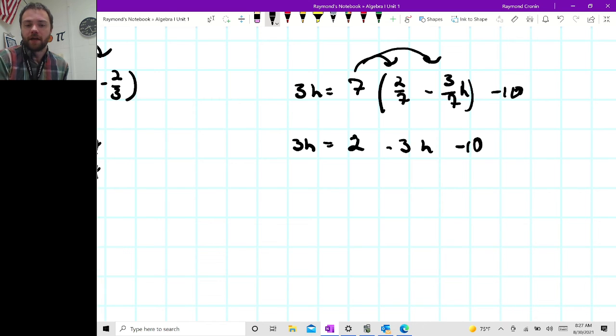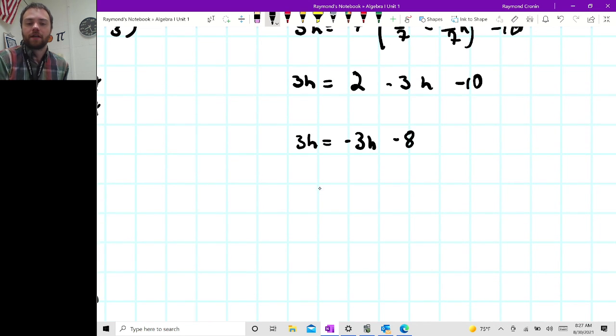And then I want to combine like terms on this right-hand side, and so I've got, write that a little cleaner, and that was 2. So I've got 2 minus 10 and negative 3h. So I'm going to write the negative 3h first. Bring that other 3h down. 2 minus 10 is going to be negative 8. So from here, I can get really close to solving it. All I have to do now is add 3h to both sides. And I get 6h equals negative 8.